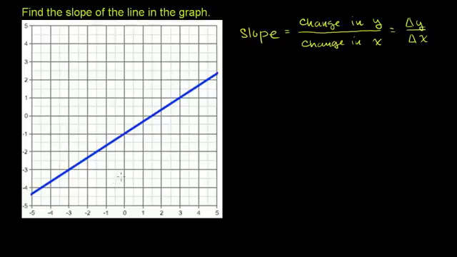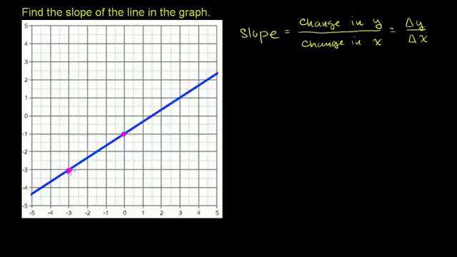So let's start at some point that seems pretty reasonable to read from this graph. So let's say we start at that point right there. And we want to go to another point that's pretty straightforward to read. So we can move to that point right there. We can literally pick any 2 points on this line. I'm just picking ones that are at nice integer coordinates, so it's easy to read. So what is the change in y and what is the change in x?